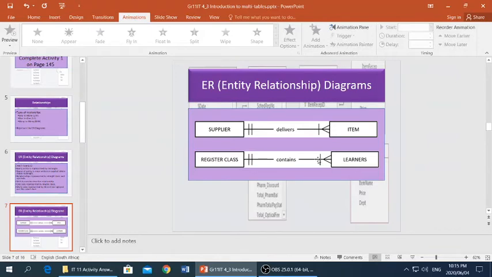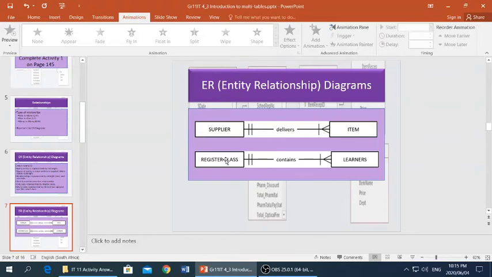So register class is one table, learners is another table. We have the verb in between, contains. We have double lines here, so the register class is the one, and the learners is many. Remember, a register class can have many learners, but learners can only have one register class. Okay, and that's basically all you have to do.